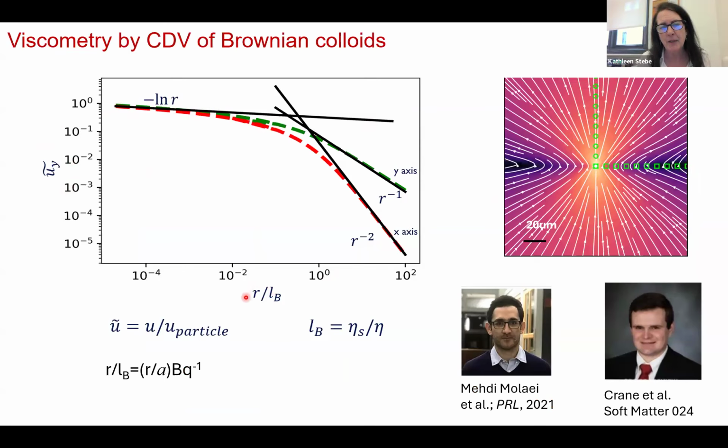So if I look at my radial displacement from the origin normalized by the Boussinesq length, I can have ranges of logarithmic decay, as in Saffman-Taylor. And then as I get further and further, I can get steeper decays. And so looking at these features should allow us to quantify the Boussinesq length and therefore the surface viscosity.